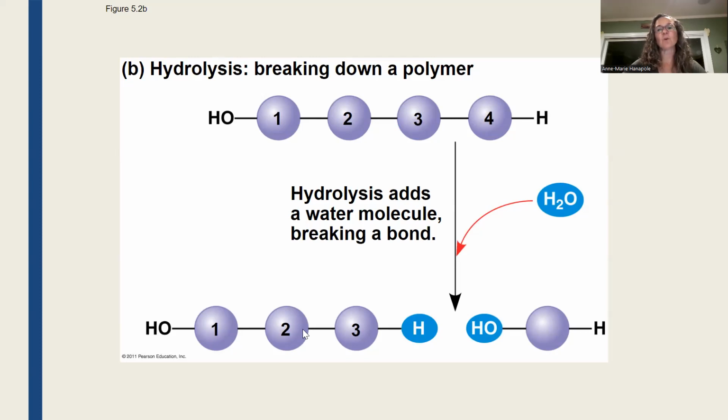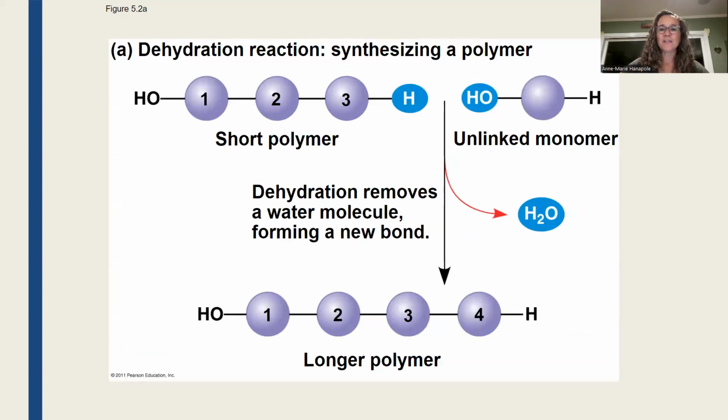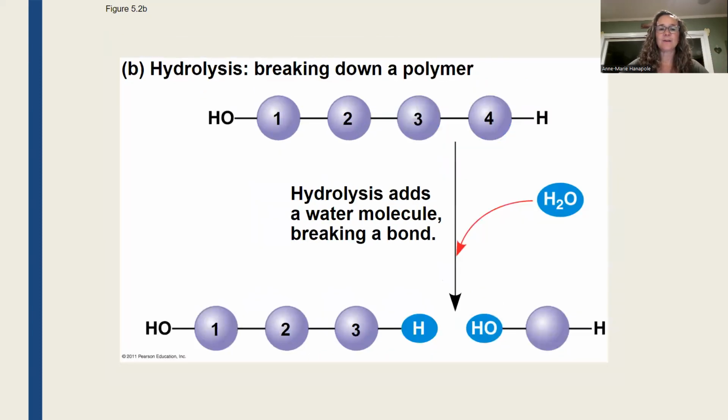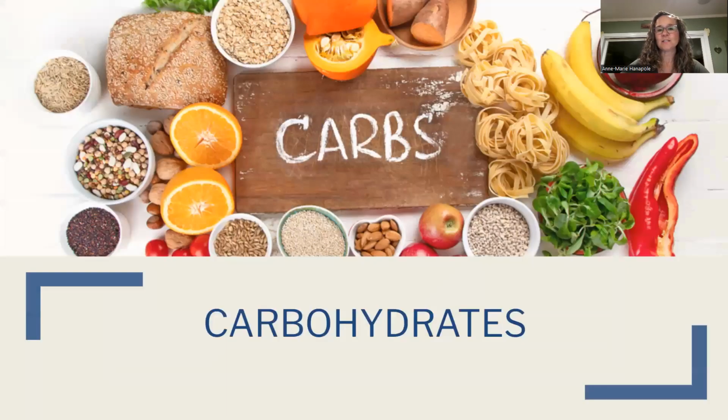So hydrolysis requires the water to go in so that it can break the bonds, while the dehydration synthesis needs the water to come out so that those monomers can be linked together. So that's dehydration synthesis and hydrolysis. And all of the macromolecules are going to be assembled and disassembled using that process.